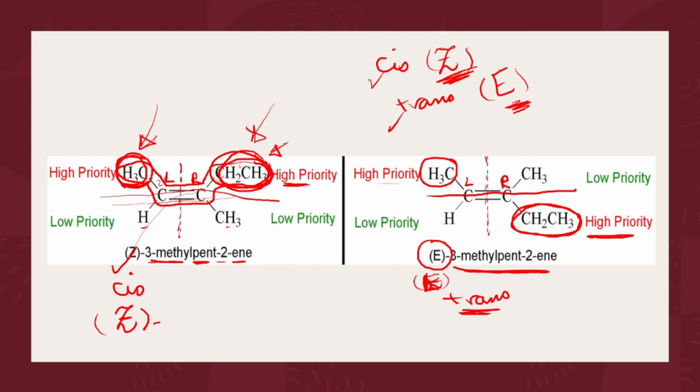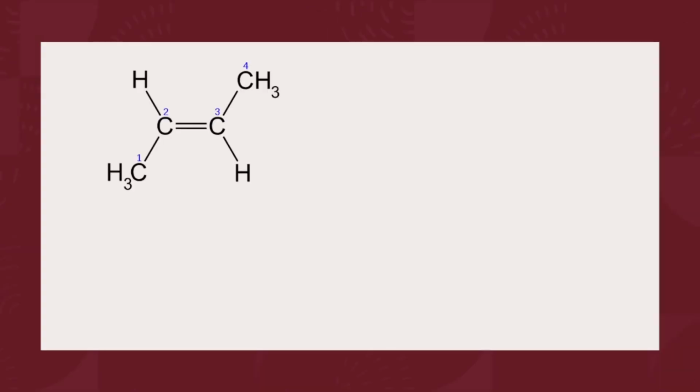Let's go to more examples so that we will be much more familiar with the nomenclature of alkenes and geometrical isomerism. Now we have this compound. Let's give it a name and check whether it is E or Z, cis or trans. First, to give a name for a hydrocarbon, let's choose the longest carbon chain, and since we have a double bond, the longest carbon chain that contains the double bond. So we have that.